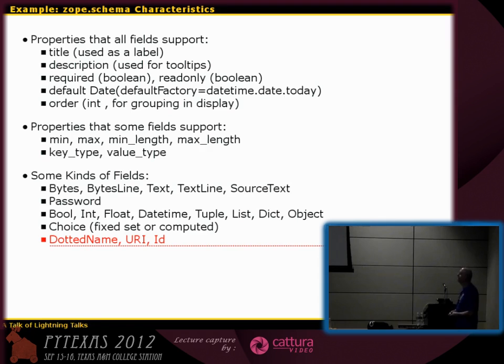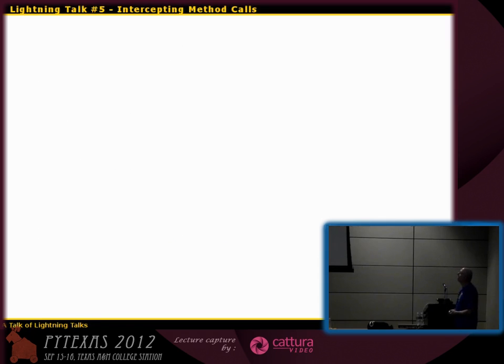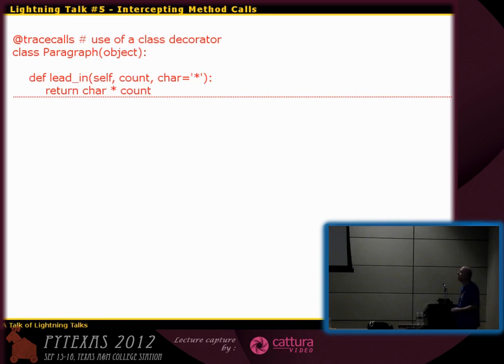Okay. So anyway, zope.schema is pretty cool. Next is intercepting method calls. So suppose you have a class here called paragraph, and it prints some lead-in asterisks by default. And we would like to know, outside the program, when this gets called, what the arguments going in are, and what the result code coming back is.